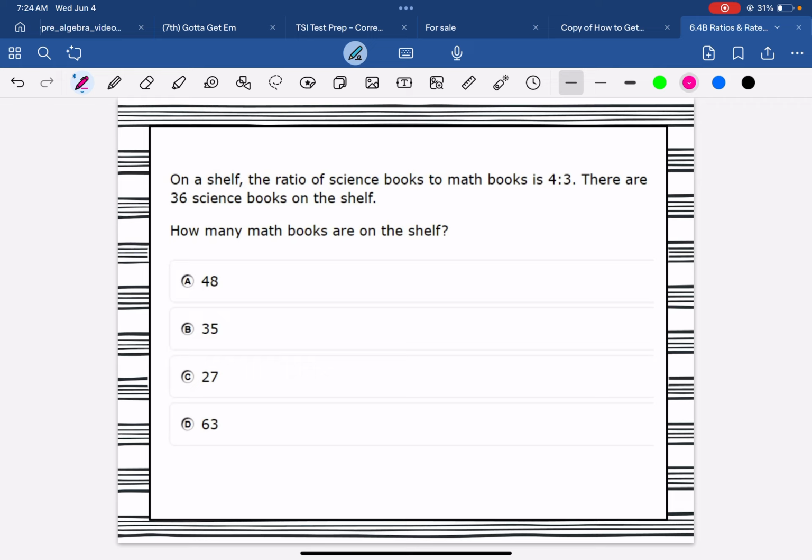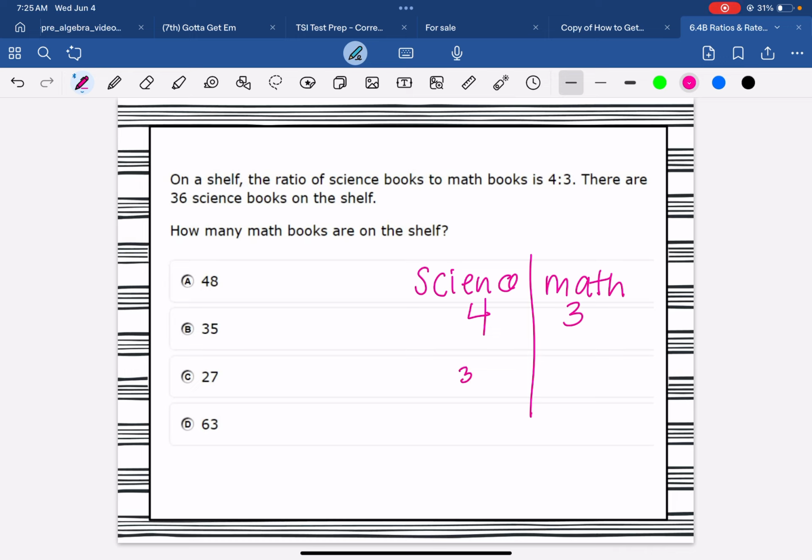On the shelf, the ratio of science books to math books is 4:3. There are 36 science books on the shelf, so we want to know how many math books are on the shelf. All right, so we're going to set up a table, and on one side we'll have science, and then on the right side we'll have math. Now your table can be vertical or horizontal. It works out both ways. So there's 4 science books and 3 math books. It's telling you there's 36 total science books.